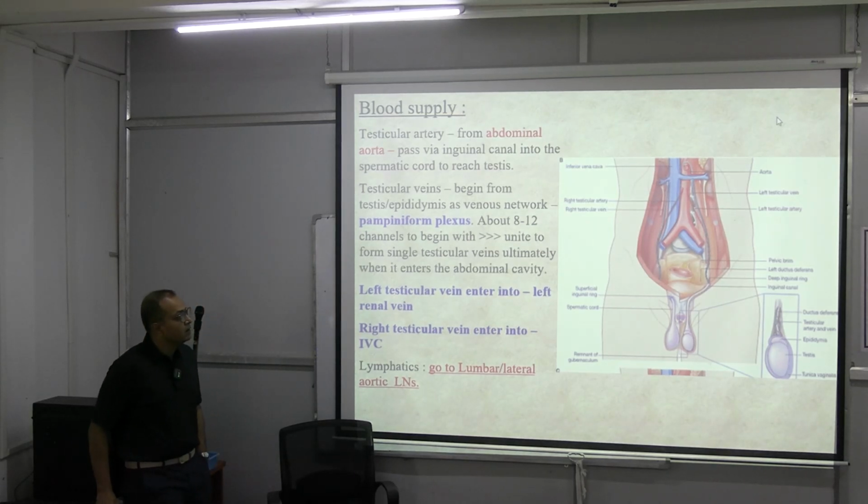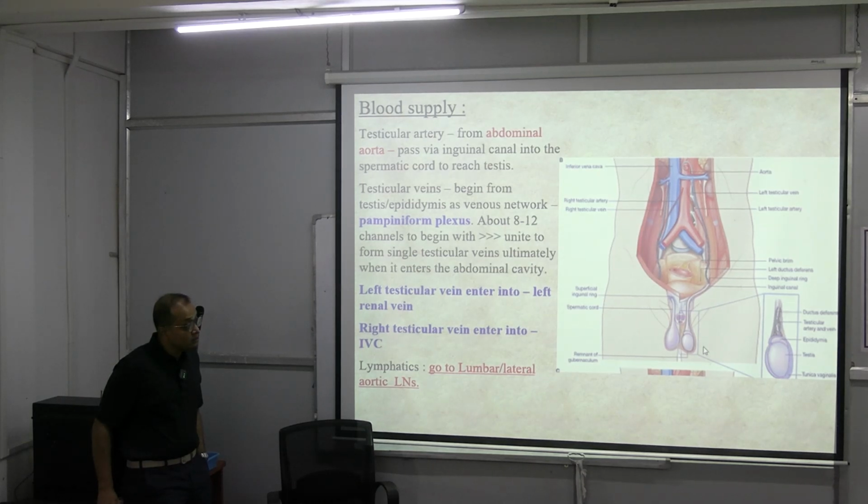So, the right testicular vein and left testicular vein have different drainage points. On the left side it drains into the left renal vein, making a right angle. On the right side it drains directly into the inferior vena cava. So, this difference in how the right and left testicular veins end is important. How this organ is supplied with blood through the testicular artery and where it is sourced from, that is what you have to know.